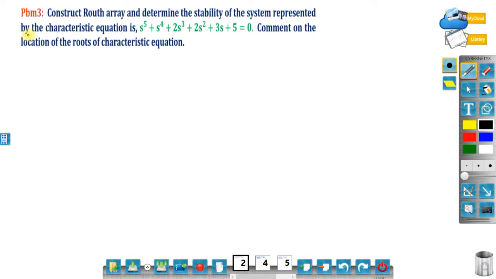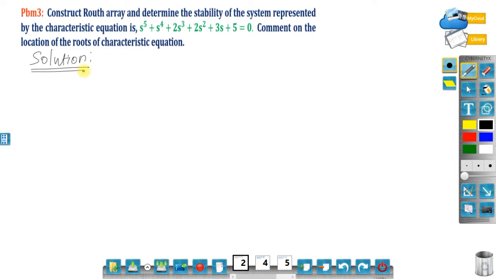So in this problem, we are given the characteristic equation. We have to construct the Routh array, and by the way, we have to determine the stability of the given system, as well as mention the location of the roots of the characteristic equation. These are all the tasks given to us.